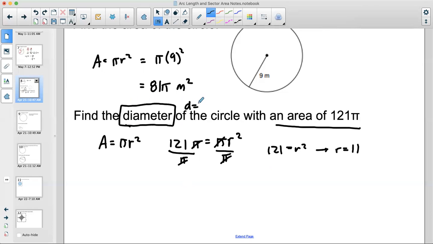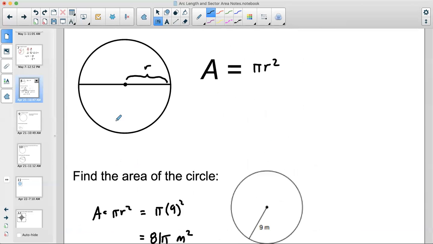So just to finish the problem, it says find the diameter. Diameter is 2 times the radius. So D is 2R, which is 2 times 11, which is 22. And there's no units here. If this said 121 pi square inches, then this would be measured in inches. If it was 121 pi square miles, then this would be in miles. So remember, distance is measured in units of distance, and area is measured in units of distance squared normally. That's how we found areas of circles.